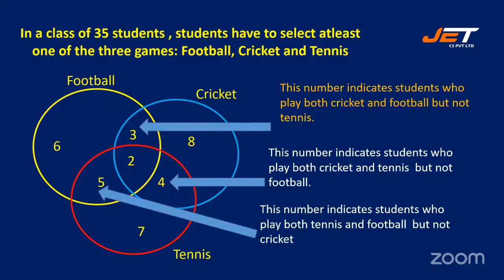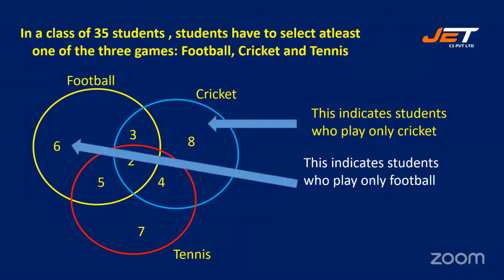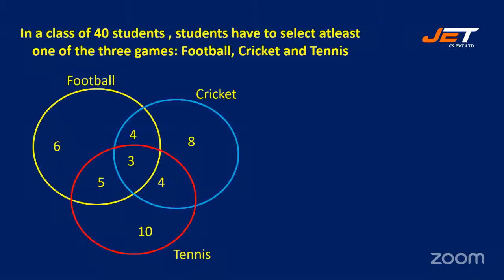And this 5 indicates students who play both tennis and football, but not cricket. So this 5 indicates students who play football and tennis, but not cricket. And this 8 indicates students who play only cricket. 6 indicates students who play only football. 7 indicates students who play only tennis. Now let us answer a question.